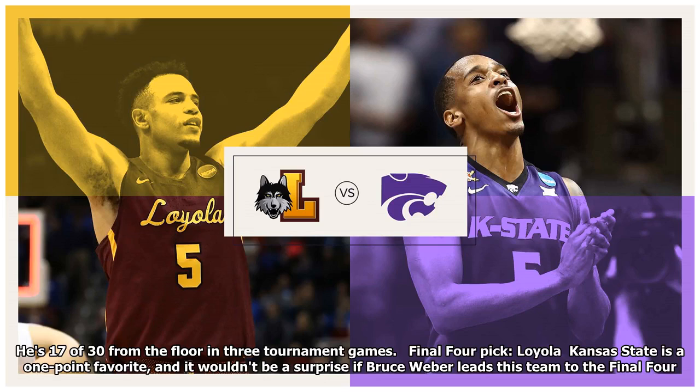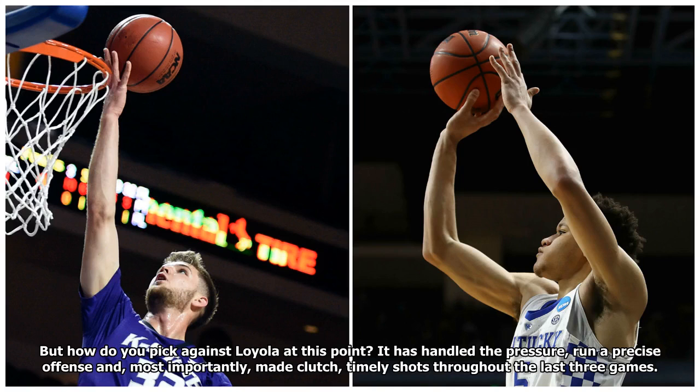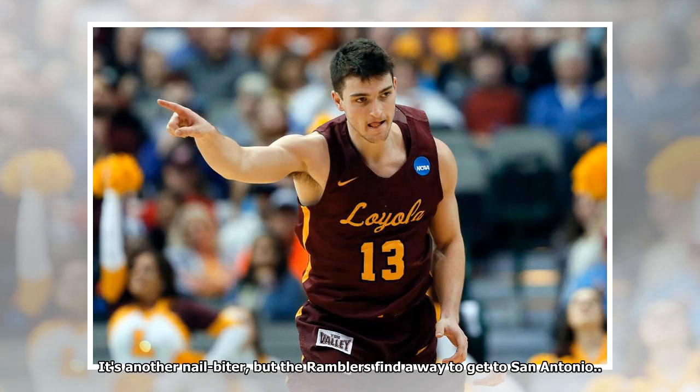Final Four pick: Loyola. Kansas State is a 1-point favorite, and it wouldn't be a surprise if Bruce Weber leads this team to the Final Four. But how do you pick against Loyola at this point? It has handled the pressure, run a precise offense and, most importantly, made clutch, timely shots throughout the last 3 games. It's another nail-biter, but the Ramblers find a way to get to San Antonio.